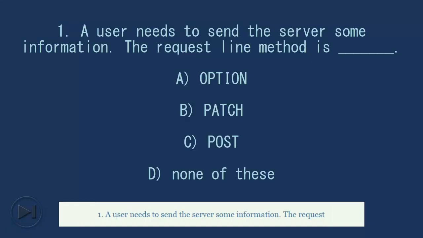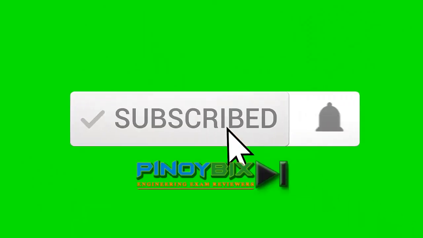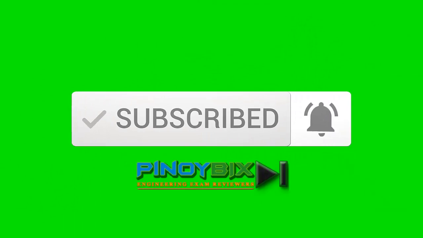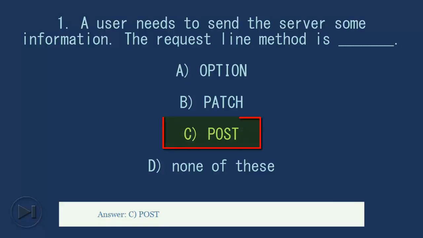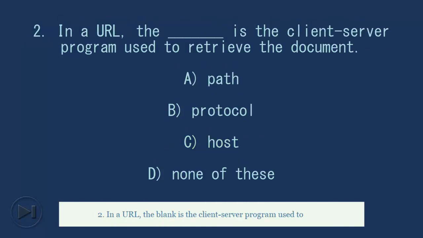1. A user needs to send the server some information. The request line method is blank. A. Option. B. Patch. C. Post. D. None of these. Answer, C. Post. 2. In a URL, the blank is the client-server program used to retrieve the document.